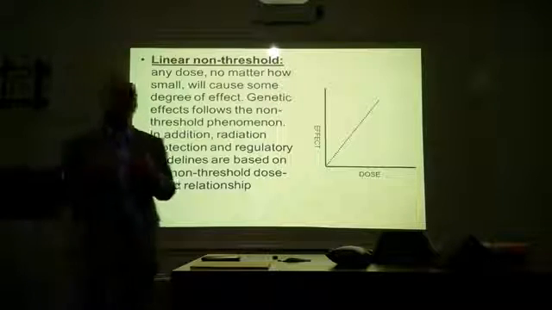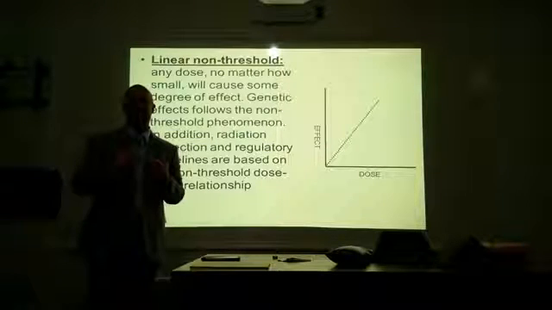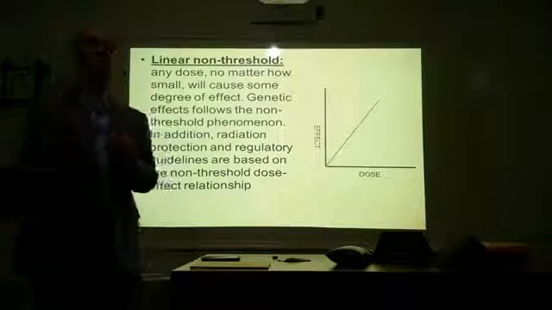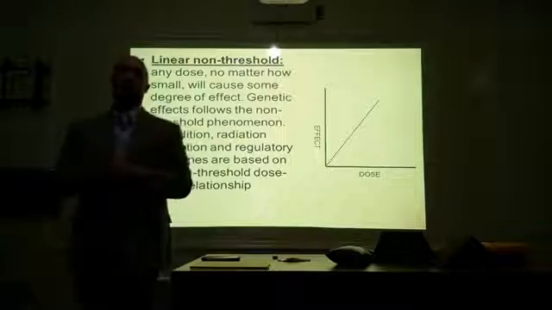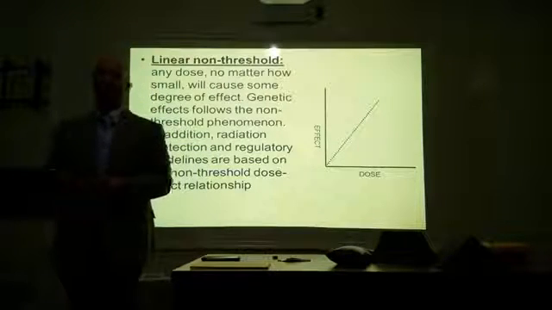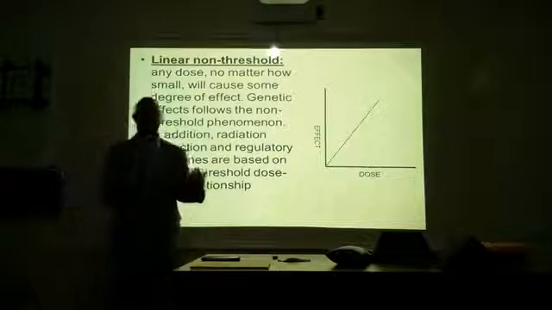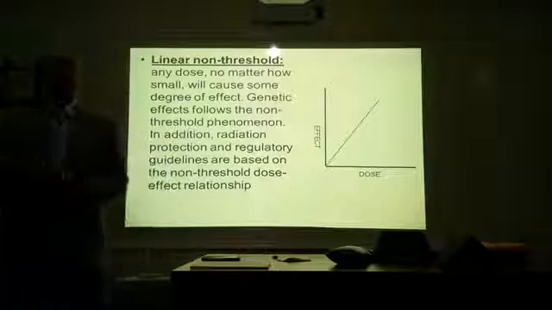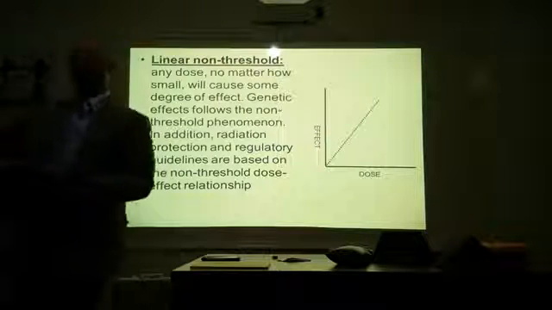This is what we follow for radiation protection guidelines, which means that I'm not going to take any chances. Every time I enter that x-ray room, every time I hold a patient, every time I step into the hospital, I'm going to be cautious. That means I am going to practice radiation protection. Radiation protection, we'll talk about this next week.